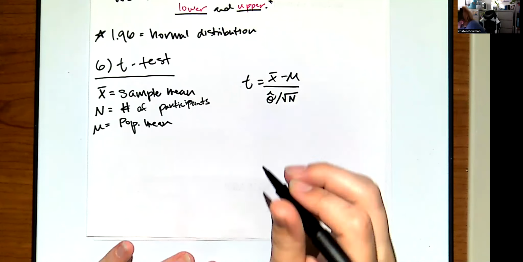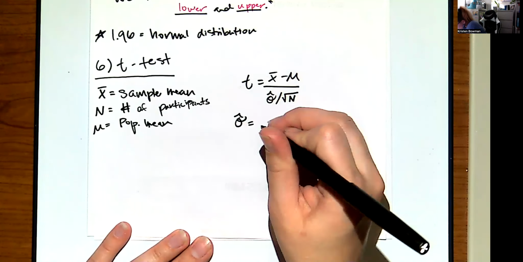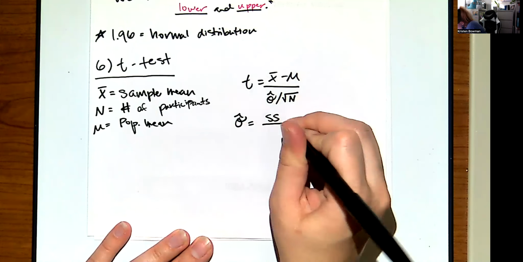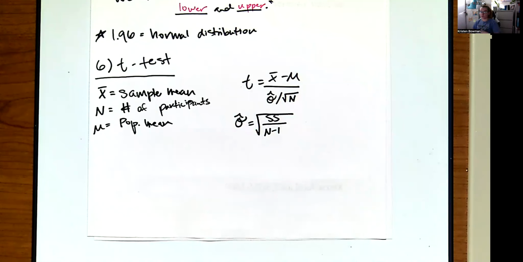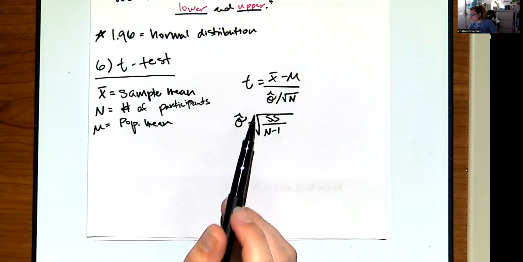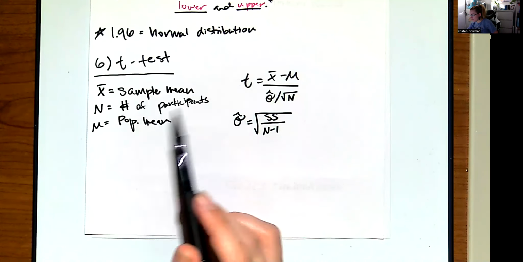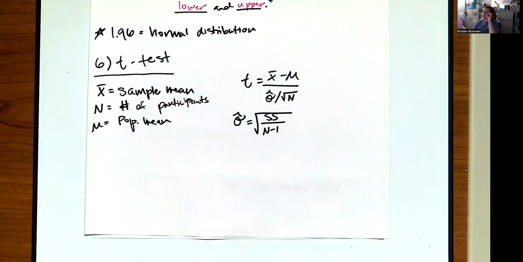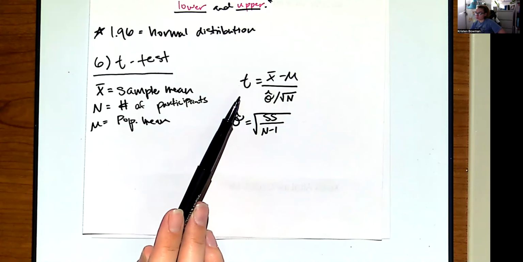In order to have an estimate for that, we use the following equation: the square root of SS over n minus 1 is sigma hat. So what we do is we plug that in here. We take our number of participants, we take our sample mean, and we take our population mean. Again, it's the same game as we've been doing this whole time. We're taking pieces of information and plugging them into the bigger, broader equation.